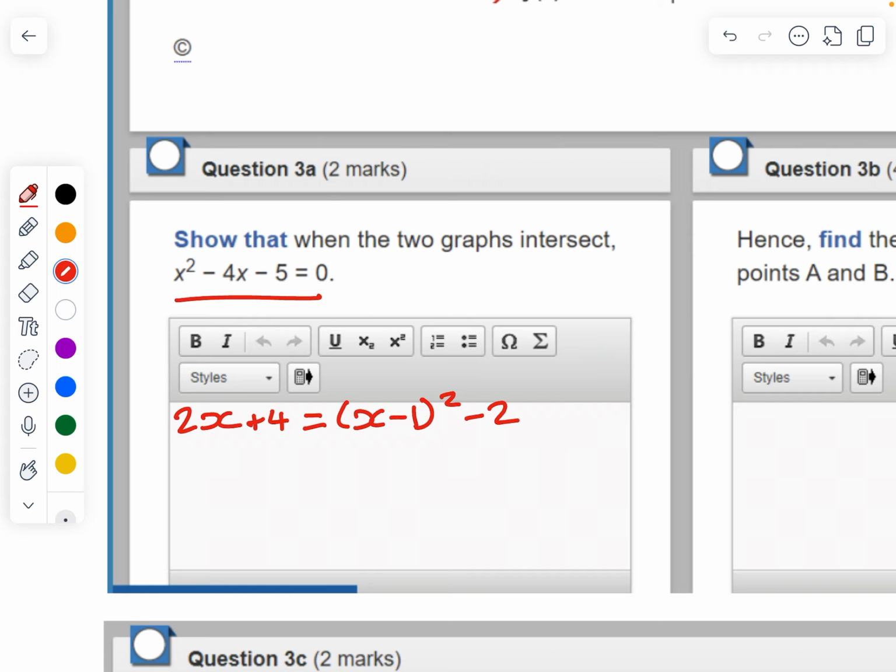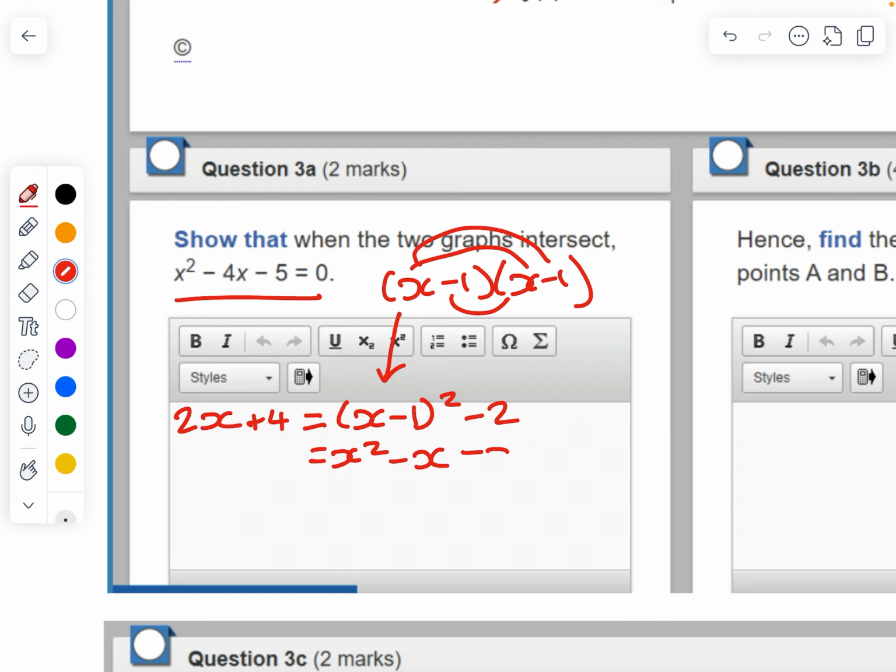Okay, so first thing I'm going to do is expand this bracket. So that means (x minus 1)(x minus 1). Okay, so if you expand it, x times x is x squared. Then we're going to have minus x minus another x, and then plus 1. And then don't forget at the end to put minus 2. And then the left is the same.